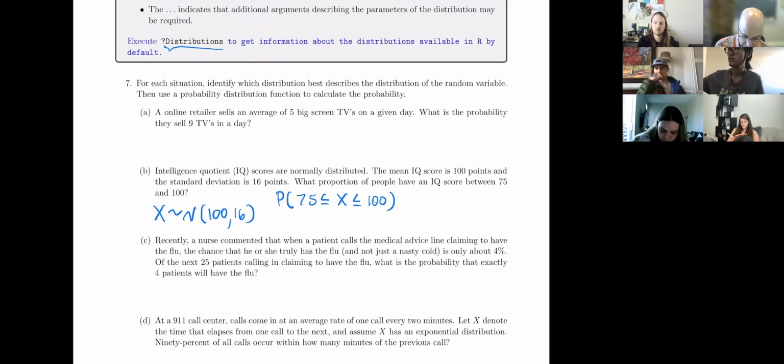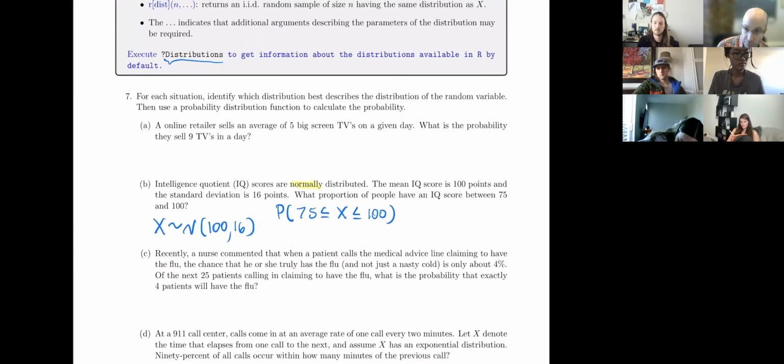So in this case, the distribution that I'm working with is normal. So the distribution qualifier that I'm going to need in my function is norm. Again, if you're not sure what the abbreviation for that distribution is, that's where that question mark distributions might come in handy. The normal is probably the most commonly used distribution, certainly in statistics.